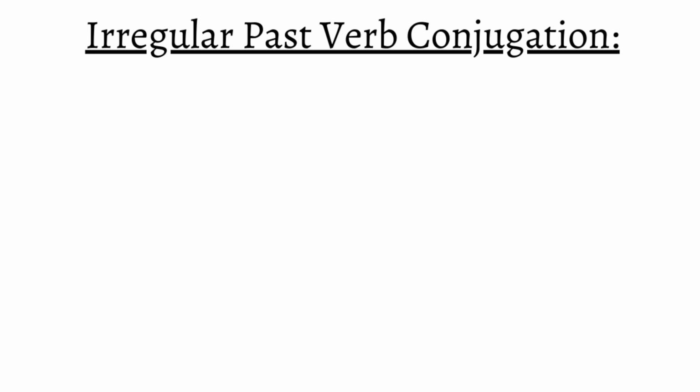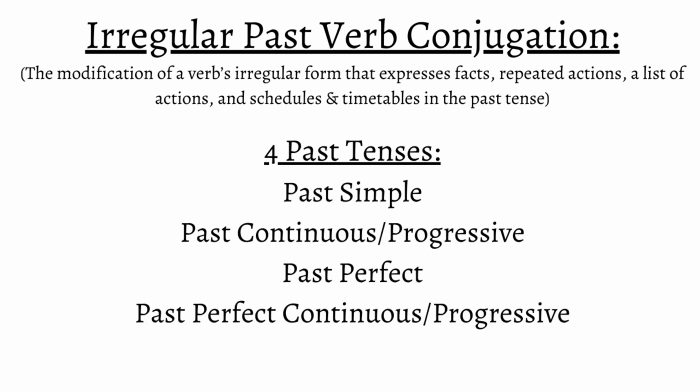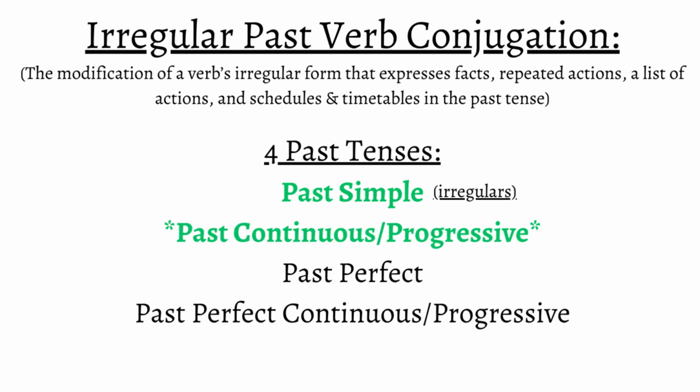Irregular past verb conjugation in English is a way to modify a verb's form, expressing an action in the past tense. As I said in the previous video, there are 4 past tenses in English. I already covered the past simple with regular verbs, so in this video, I'll explain irregular verbs in the past simple and also past continuous because they use an irregular variation.